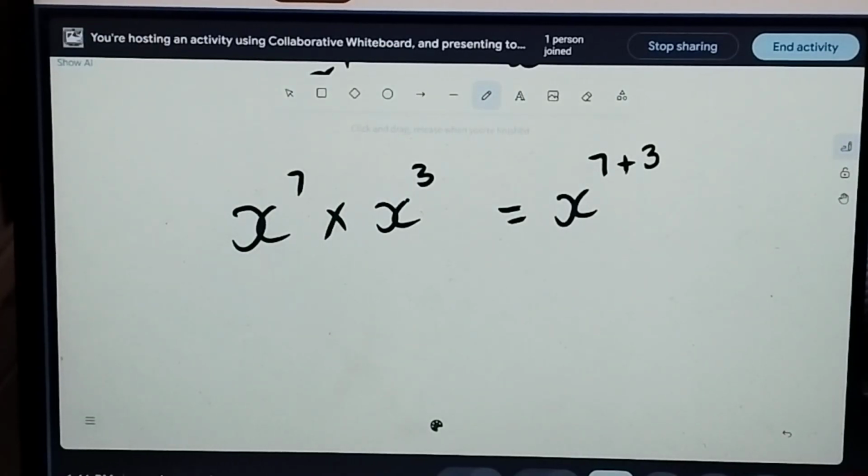And then 7 plus 3 is just 10. So it's x^10.